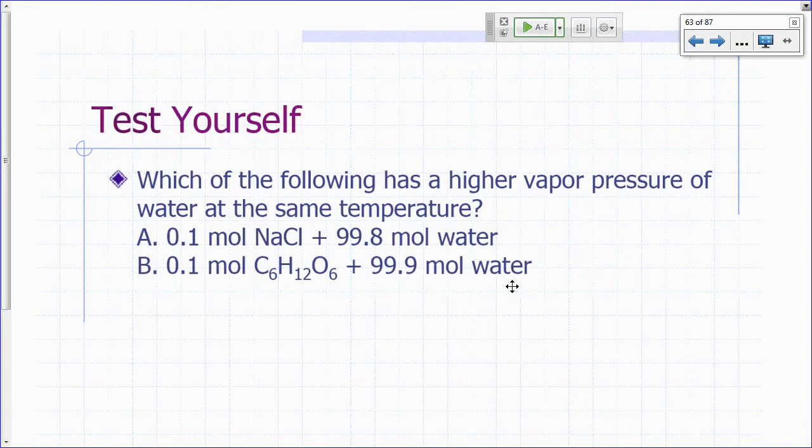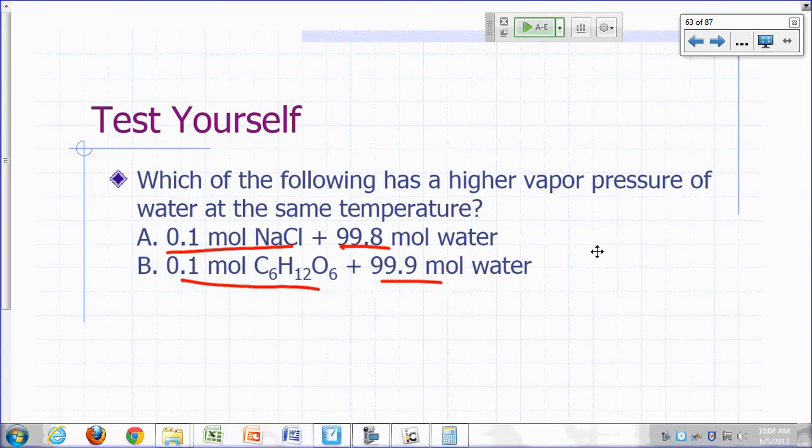Okay, here's another clicker question. Which of the following has a higher vapor pressure of water at the same temperature? A mixture of 0.1 moles sodium chloride and 99.8 moles of water, or a mixture of 0.1 mole glucose plus 99.9 moles of water.